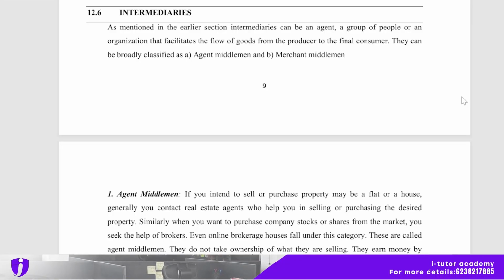Today we will discuss Unit 12 of MPC 006. We already started this unit. It is subsection 6 of this unit, that is intermediaries.